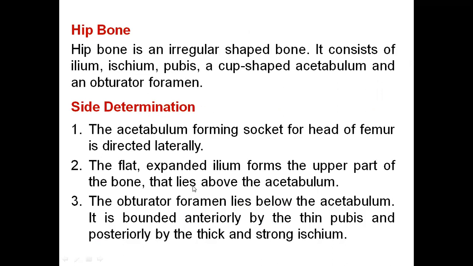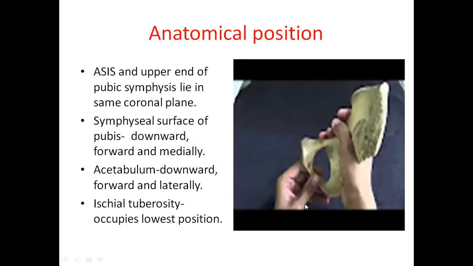Side determination, I told you, acetabulum forms the socket for the head of the femur, which is directed outwards, that is laterally. The flat expanded ilium forms the upper part, isn't it? That lies above the acetabulum. Obturator foramen lies below the acetabulum, and it is bounded anteriorly by thin pubis and posteriorly by thick and strong ischium. We have seen all these points.